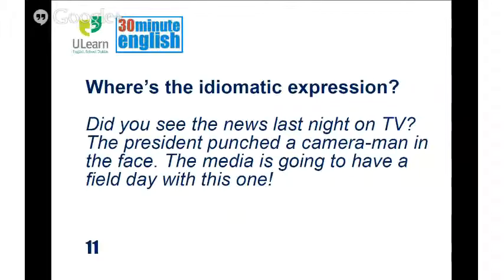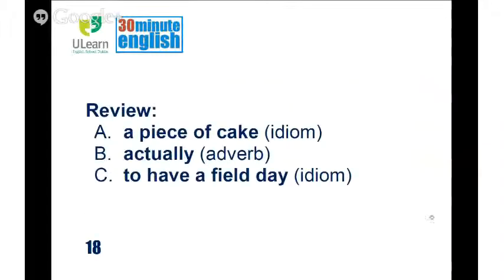Let's continue with our short review. The final thing we looked at today was C, to have a field day. I've just given you some examples, of course, with having a field day. You like books, you go to a library, you have a field day. You like dancing, you go to a club, you have a field day, you enjoy dancing. So two new idioms, a piece of cake and to have a field day, and a quick look at the use of the word actually. Those are the key points that we're covering in today's lesson. We're going to wrap it up there.